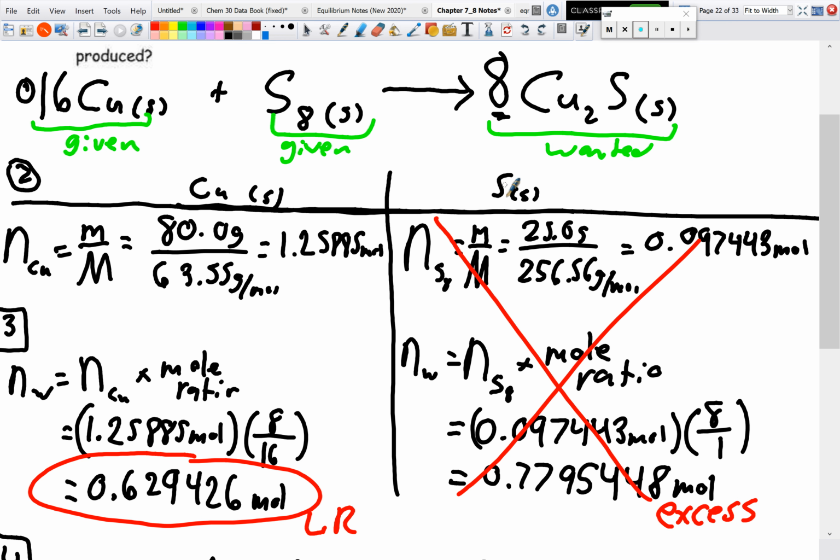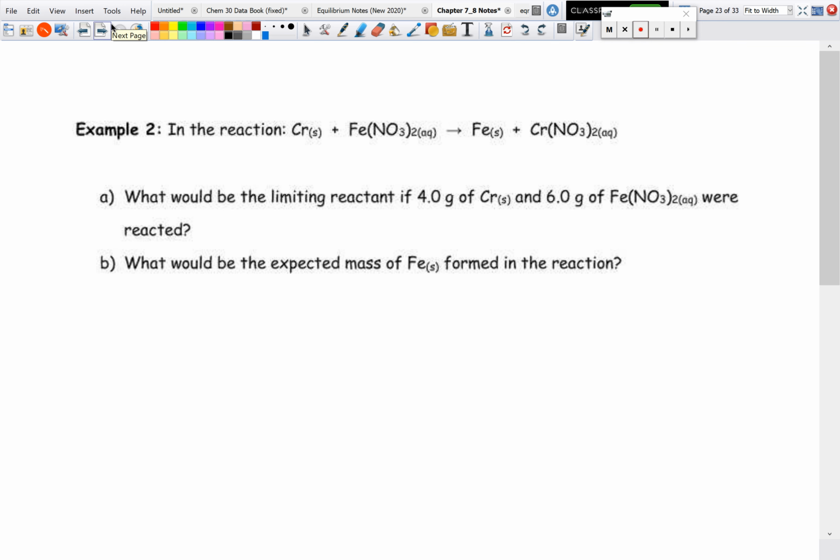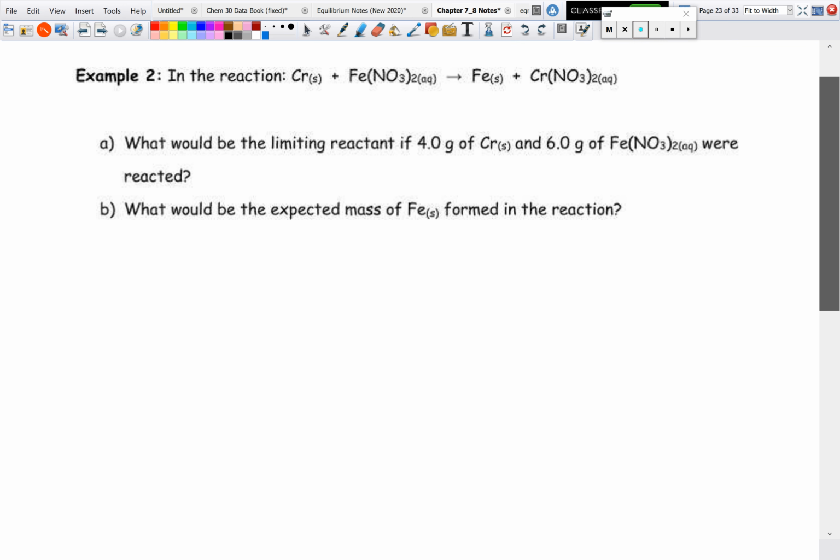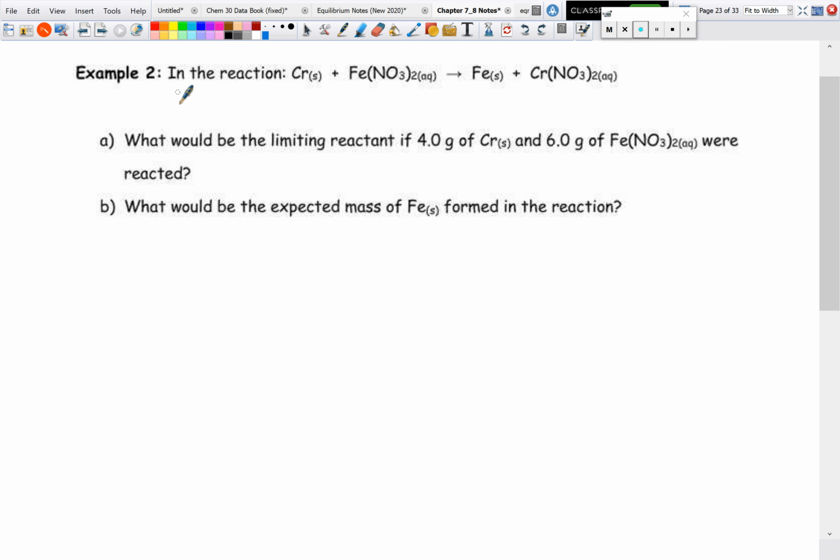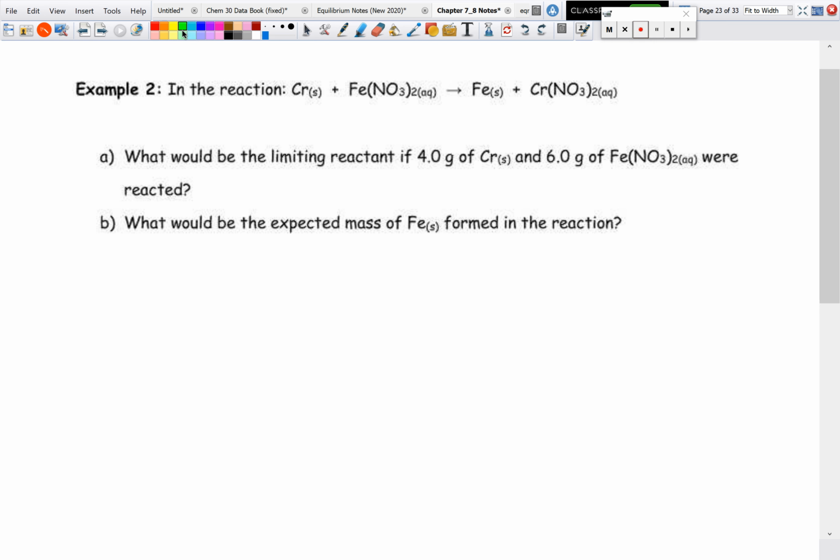So I'm going to do one more with you guys, and then I'm just going to give you the answers for the next few, so you can do it. This is another typical limiting reagent question, where the balanced chemical equation is already given to you, and it's divided into part A and part B. Part A asks what is the limiting reagent if 4 grams of chromium and 6 grams of iron(II) nitrate were reacted, and part B asks what would be the expected mass of iron formed.